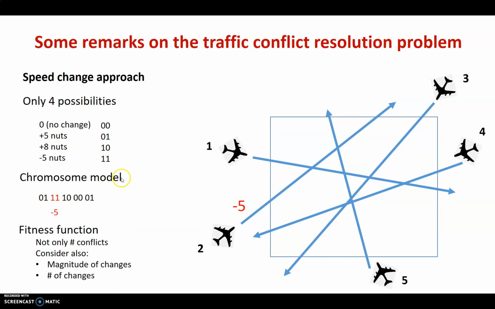This will be the chromosome model, a set of bits organized into 5 sections, because we have 5 flights. And in this case, section 2 specifies the change in speed for flight number 2, and since we have this combination 1-1, that means that flight 2 must reduce speed 5 knots when entering the sector.